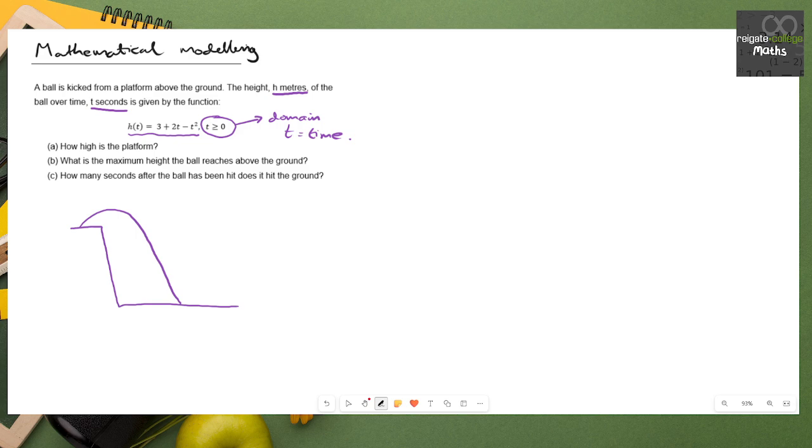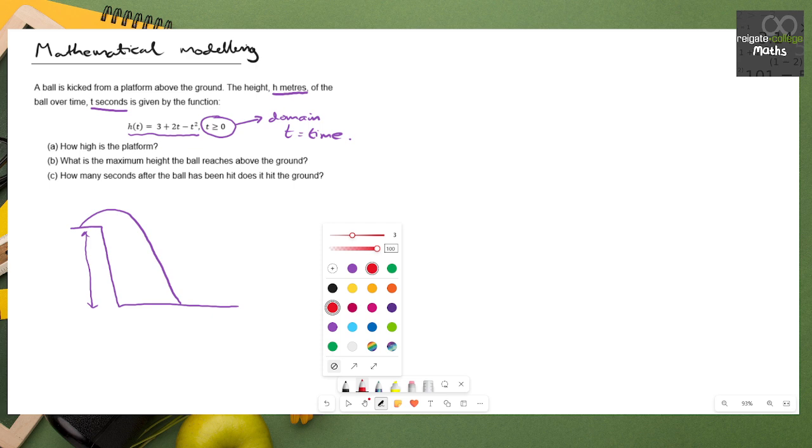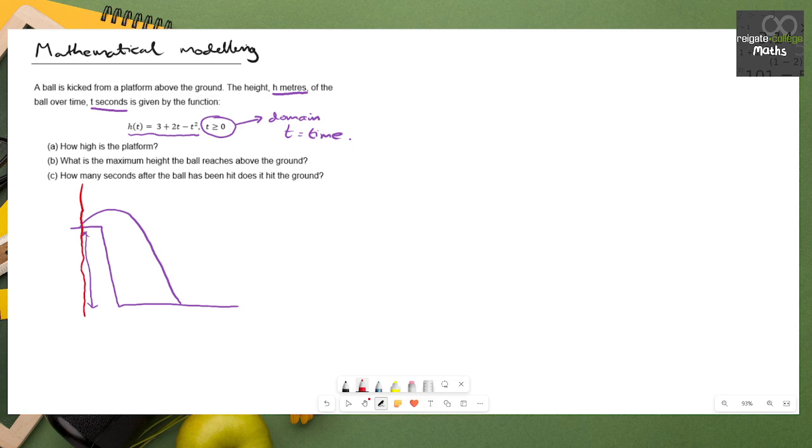So how high is the platform? Well, we've got this distance here, so that's what we're trying to work out. Now, having a diagram is all well and good, but if we can't relate it to the model and to the maths, that's not particularly helpful. So let's think about this as an equation or as a graph. So we've got t equals 0 here. So this is the y-axis, and then this is our x-axis or our t-axis. So this is h and this is t.